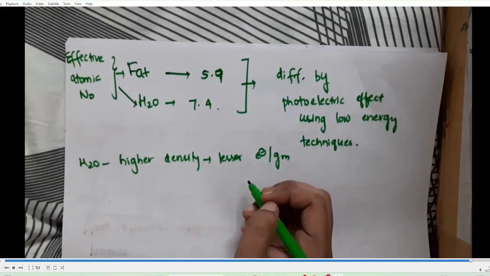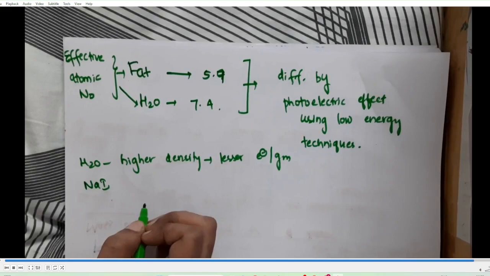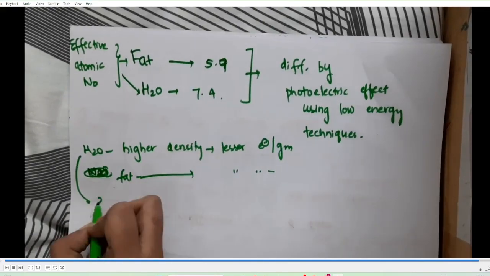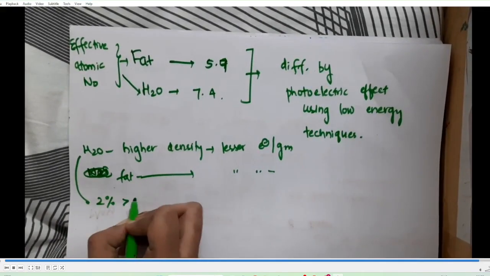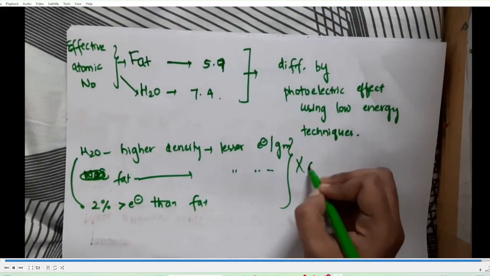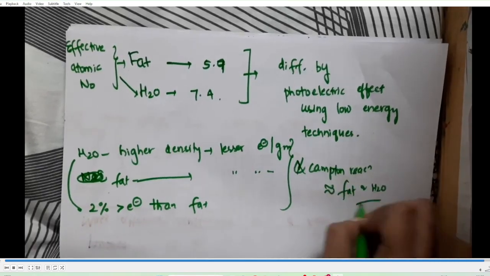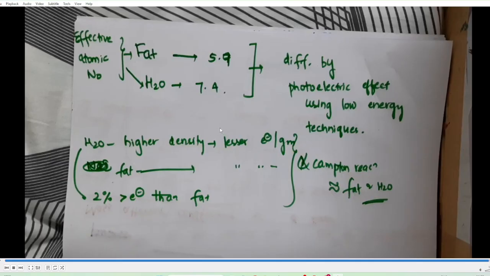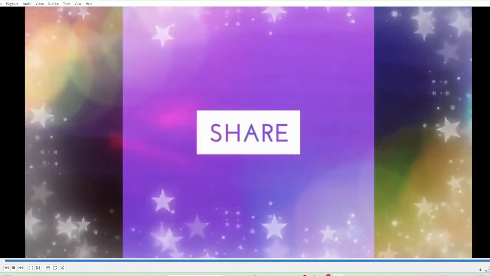Water has a higher density, so it has fewer electrons per gram, whereas fat also has fewer electrons per gram. So the net result is that the number of electrons per gram for both water and fat is about the same. Water has approximately 2% more electrons per gram than fat, which is a very small difference to demonstrate with only Compton reaction. So as a result, a significant difference in attenuation between fat and water is only possible by using the photoelectric effect with low energy techniques. Thank you.